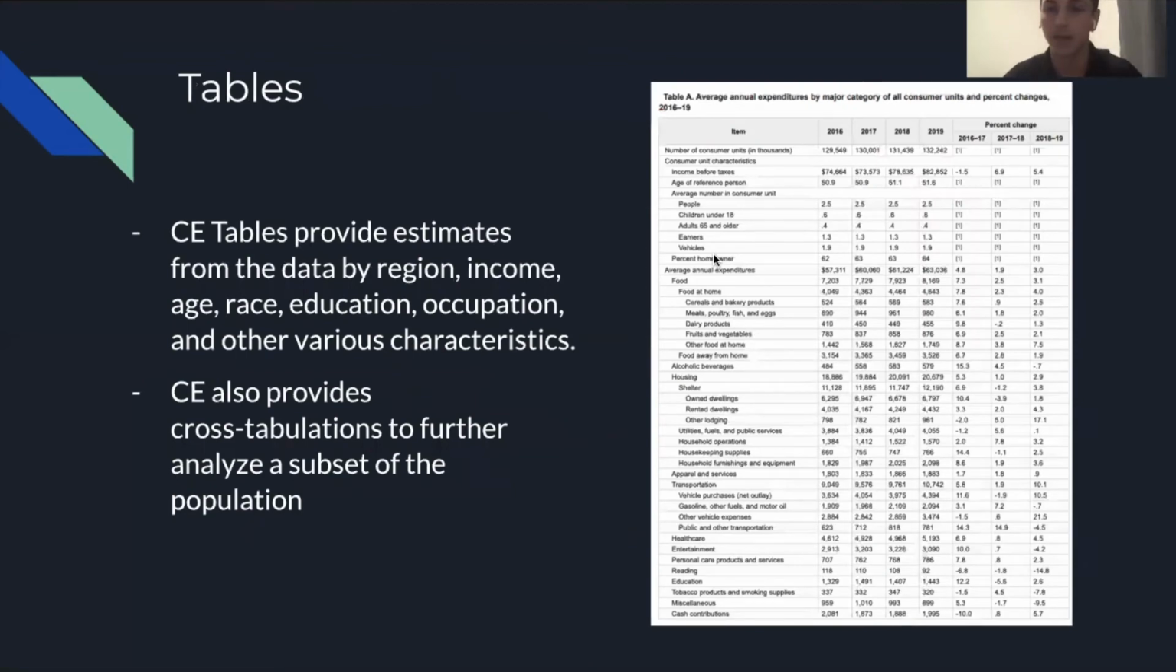So next are tables. The tables provide estimates from data by a multitude of variables, which you can see on the right in the example. And hopefully you've seen a table before, but the CE also provides cross tabulations of their data. So if you wanted to get data based on gender or race or both, that is what the cross tabulation is: you can do analysis on gender and race based on all of these variables that they have listed.